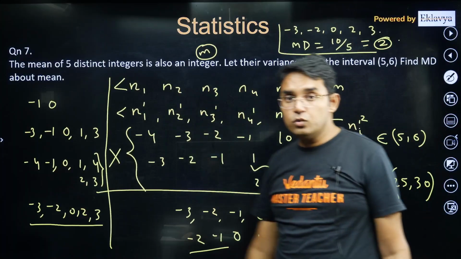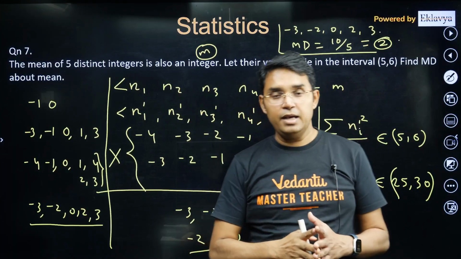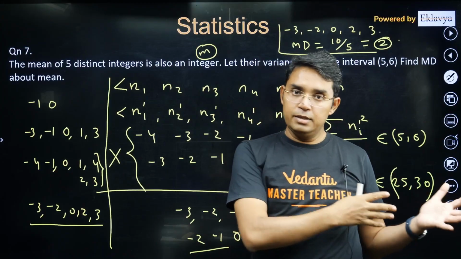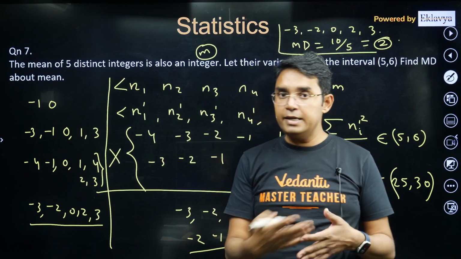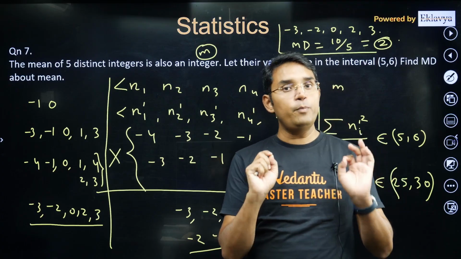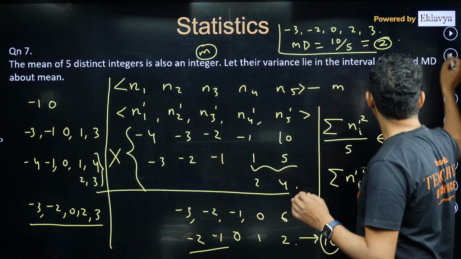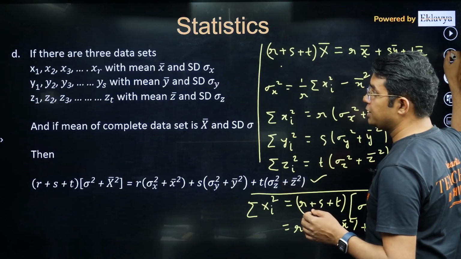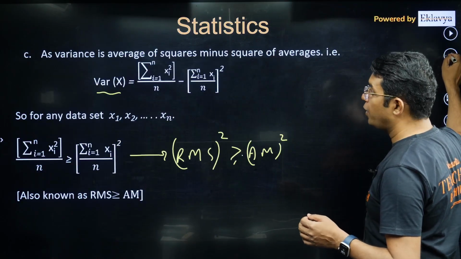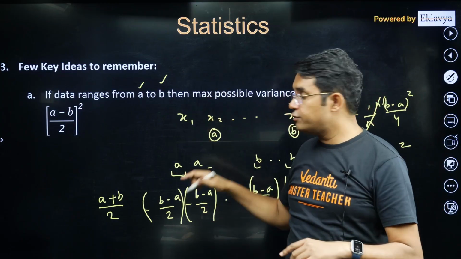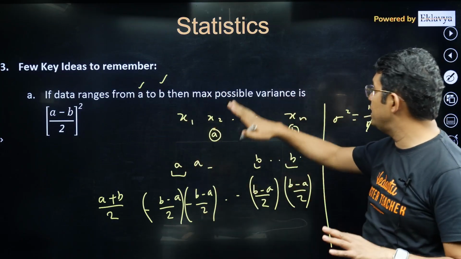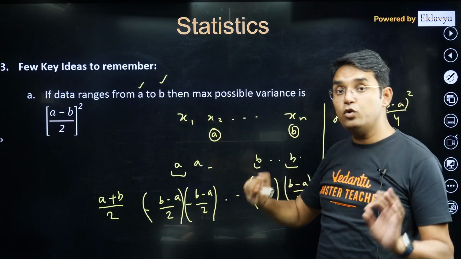Okay. So dear students, in this session I have talked about first central tendencies, not in detail, then dispersion, definitely in detail, and then I told you key points. If I revise, if I repeat what key points I have talked about in this session. So I started with this point number A, which was if your data ranges from A to B, the maximum possible variance is A minus B by 2 whole square.